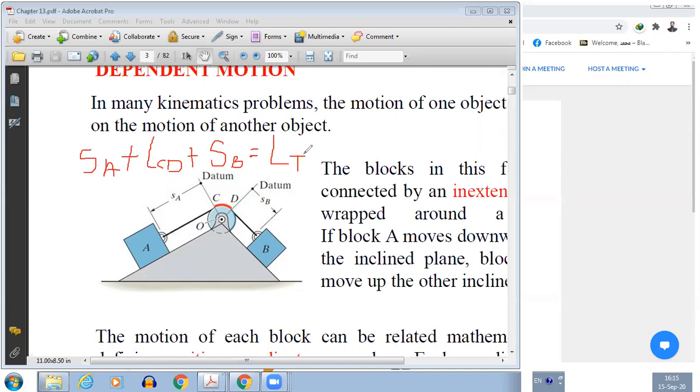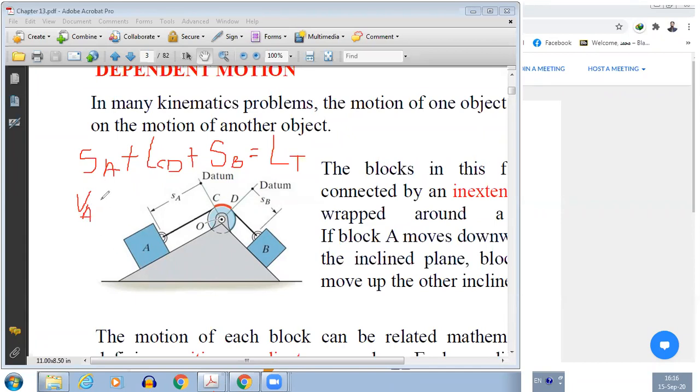Okay, so it's simple. Now, once you have made the equation of the rope, we need to differentiate it with respect to time. Look, SA is a variable. SA can change. It can decrease. It can increase. So when you differentiate SA with respect to time, it will become VA.